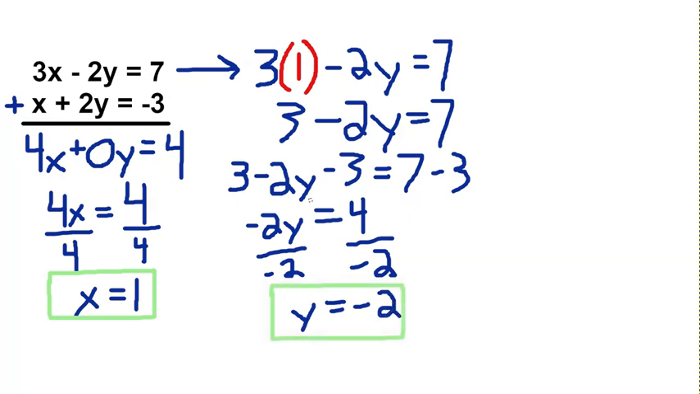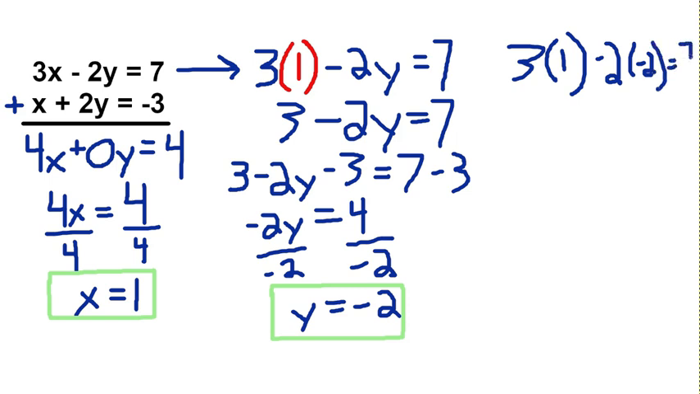Now let's see if it worked out. We're going to substitute y and x back into these two equations up here. We'll start with this top one. Over here we've got 3 times 1 minus 2 times negative 2. I'm running out of room. Equals 7. So now we have 3 minus negative 4 equals 7.